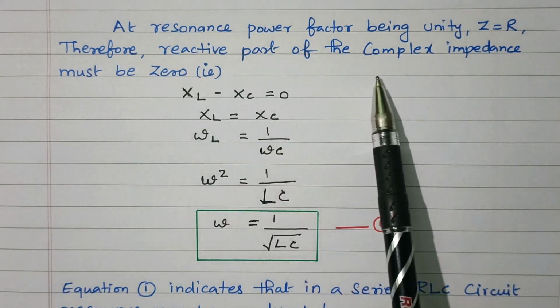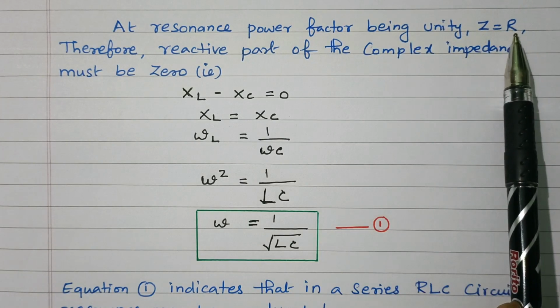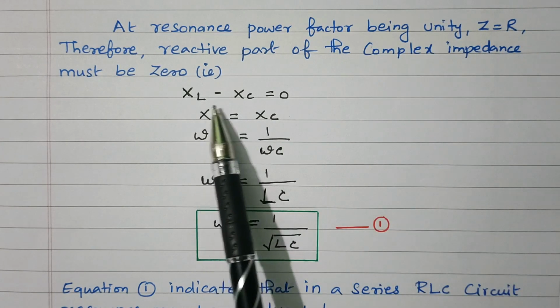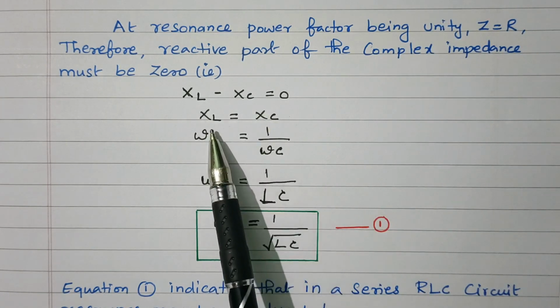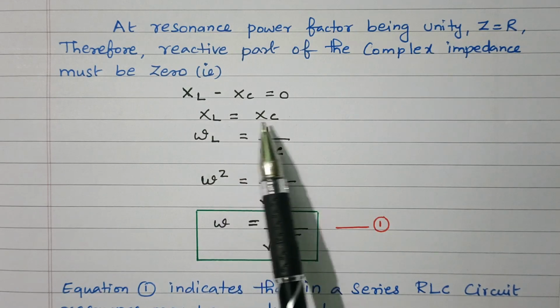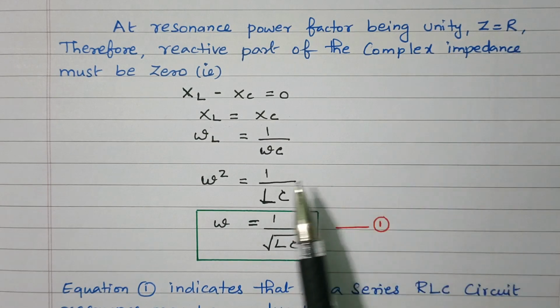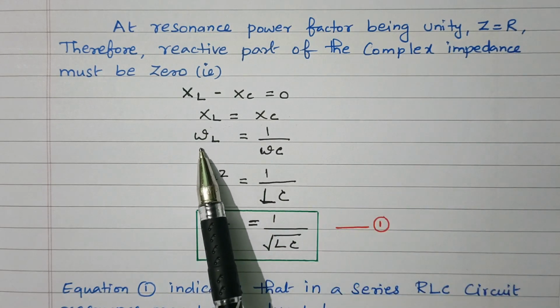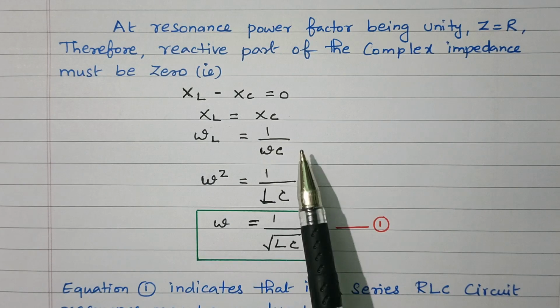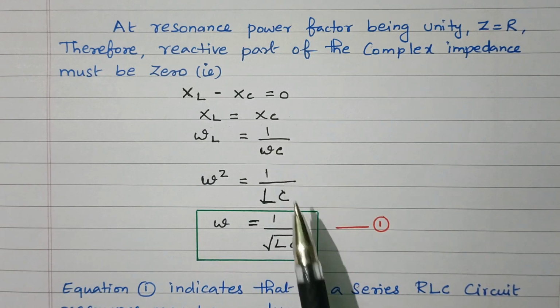So at resonance, the impedance is only resistance and the reactive part is 0. XL minus XC equals 0, that is XL equals XC. Both are equal, that's why they get cancelled, and only resistance remains. XL can be written as omega into L, and XC can be written as 1 divided by omega C.